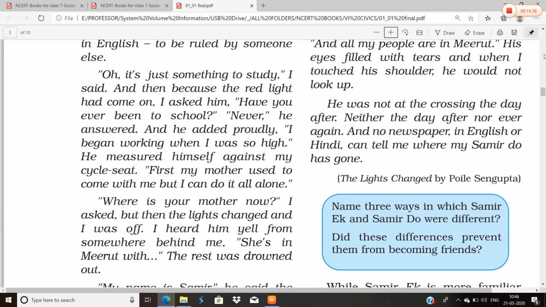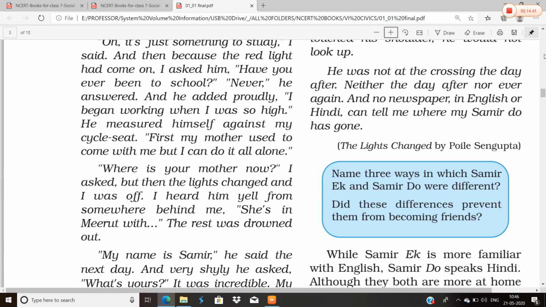So actually, why we have studied all this explanation of Samir Ek and Samir Do is to understand the diversity among the people. So in the next period, we are going to understand the diversities of the different people with the help of Samir Ek and Samir Do, how the people are different from each other. That we are going to see.